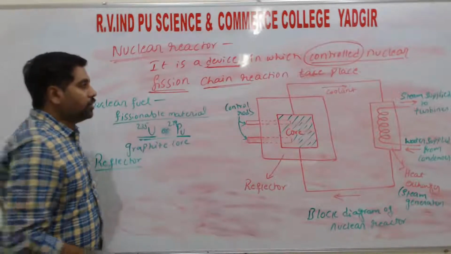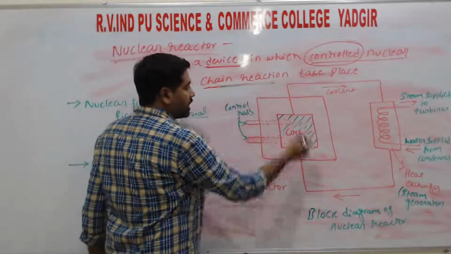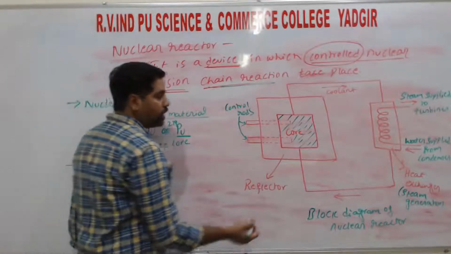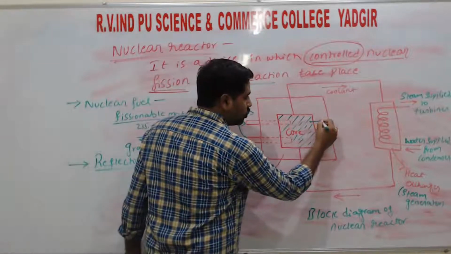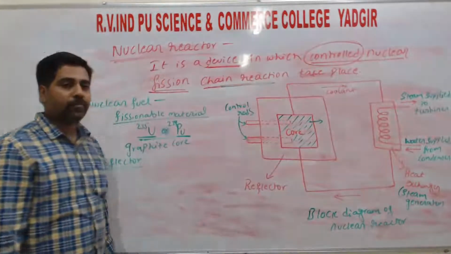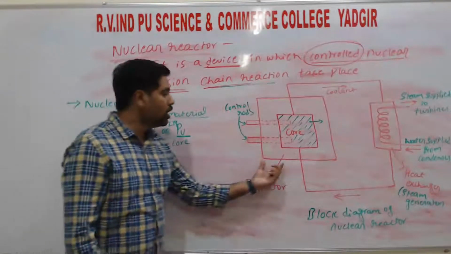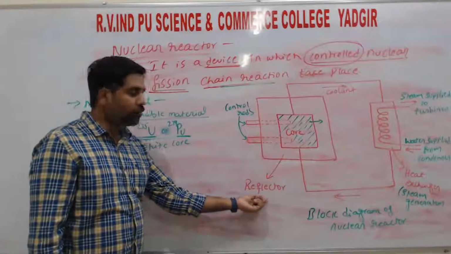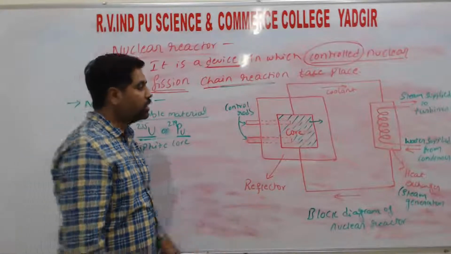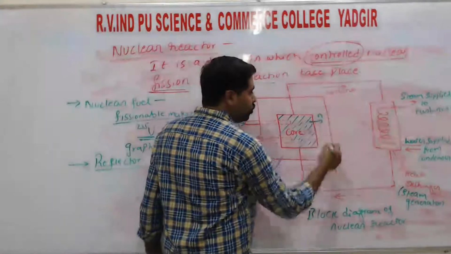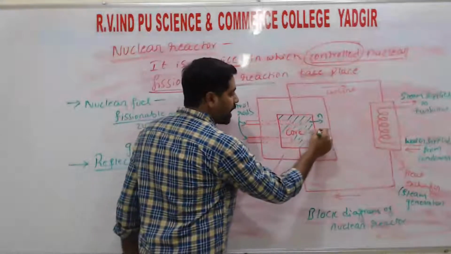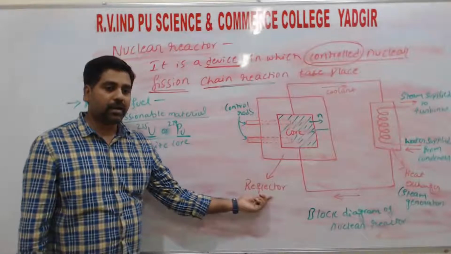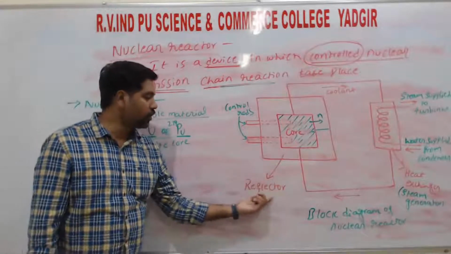In that chain reaction, the neutrons which are emitted have a possibility of escaping from the core to the outside. Those neutrons are sent back to the core with the help of the reflector. That means the escaping neutrons are sent back to the core by the reflector. So what is the need of the reflector?